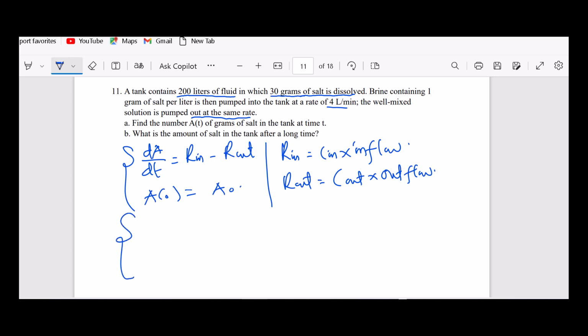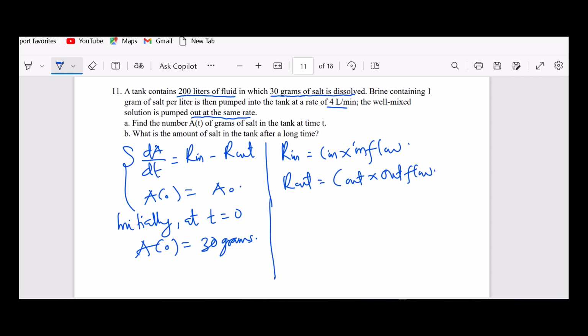Now let me write this. Let's identify these things first. A tank contains 200 liters of fluid in which 30 grams of salt is dissolved. So it means that initially, or at t equals 0, A of 0 is equal to 30 grams. That's the amount of salt, 30 grams.